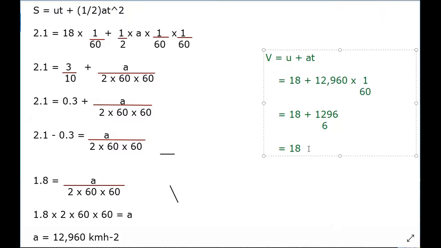Can we divide this 1,296 by 6? Possible, right? 12 divided by 6 is 2, 9 divided by 6 is 1, 3 remaining, 36 divided by 6 is 6. 216. So 18 plus 216: 6 plus 8 is 14, 1 remaining, 1 plus 1 is 2, plus remaining 1 is 3. Is this correct? 234? Yes, sir. So this is the final answer.